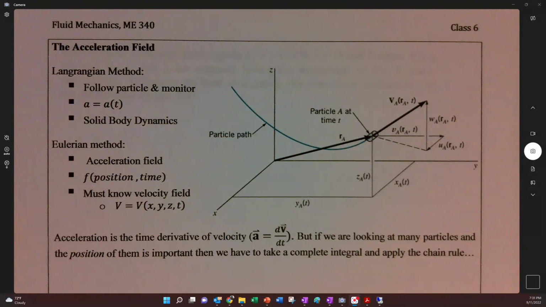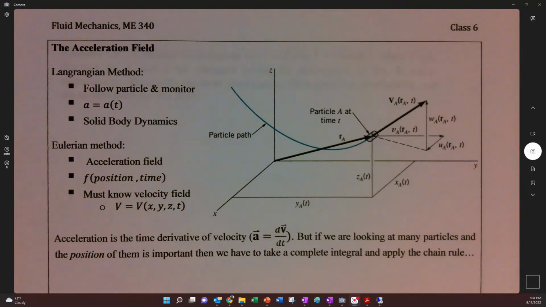All right, welcome back to class 6. This is video 4. We previously talked about the velocity field. Let's talk about the acceleration field.